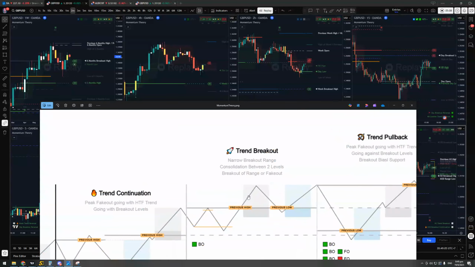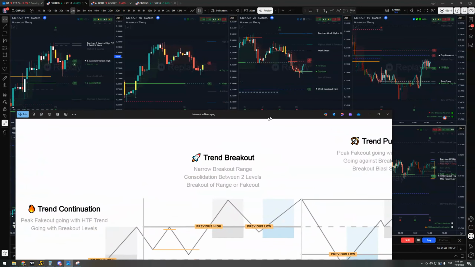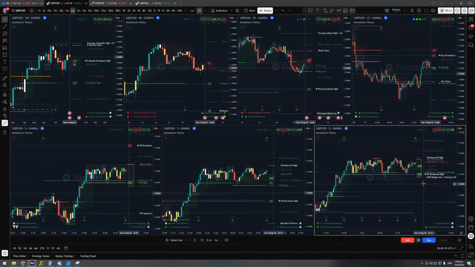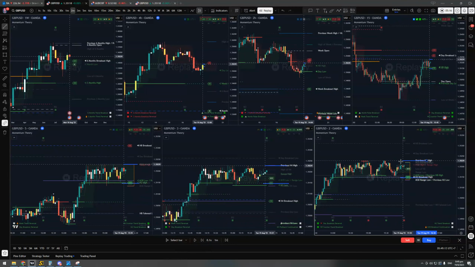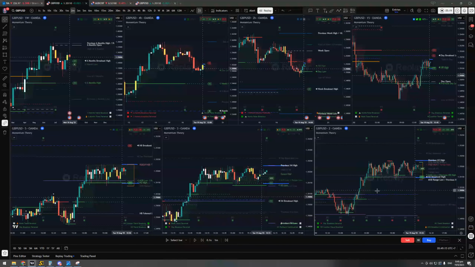In a trend breakout setup, I want to see a narrow breakout range. That's the first thing I'm looking for. Breakout range is very narrow here. Breakout level is right here on the H2, and the H2 high is right here. So that's a narrow breakout range. That's what I'm looking for.